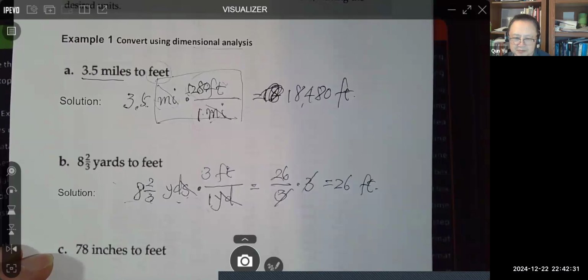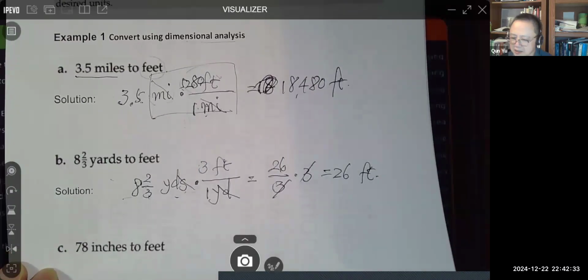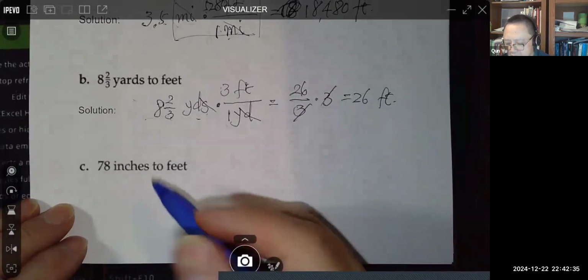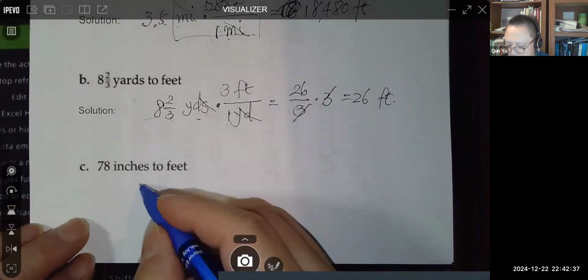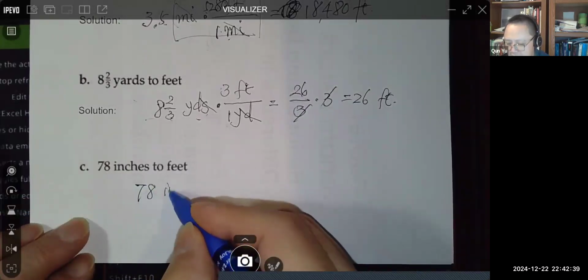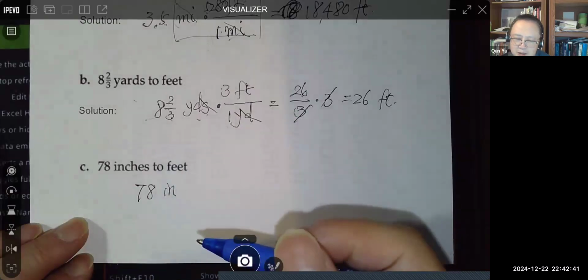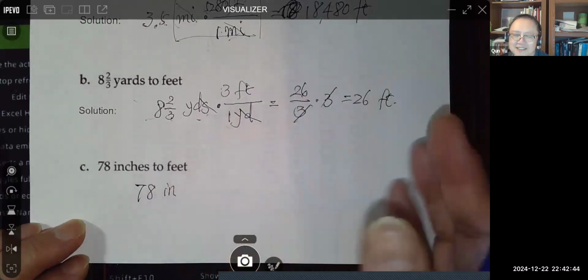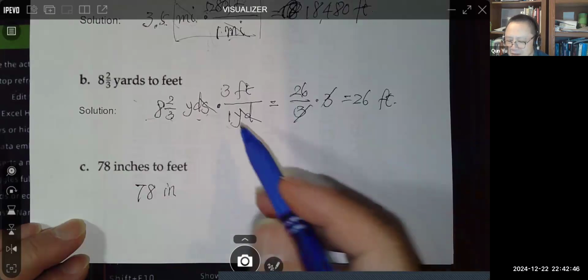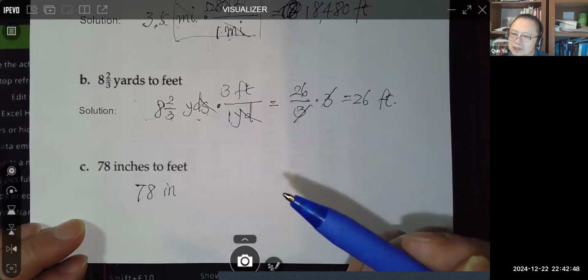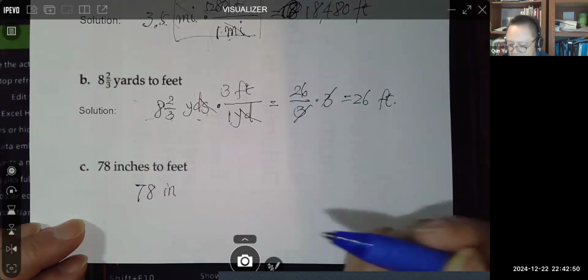Yeah, that's how it is. Now the third one, we want to convert from inch to feet. So we do exactly the same thing. I hope after this example, you can see it's all the same, basically. As long as you know the setup, as long as you know the relation between the two units, you're good.